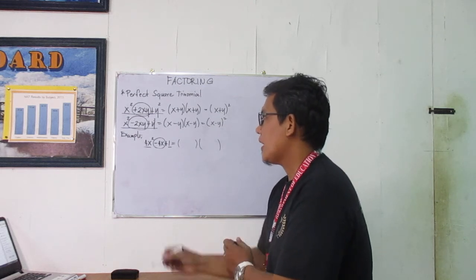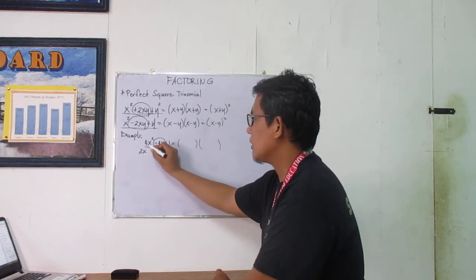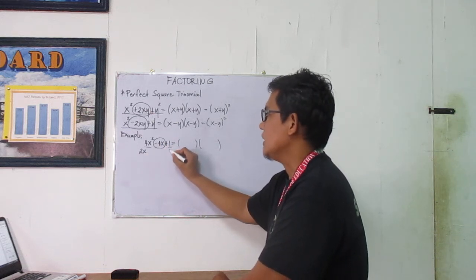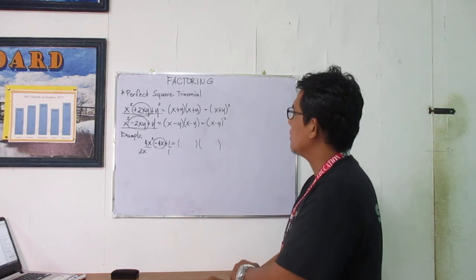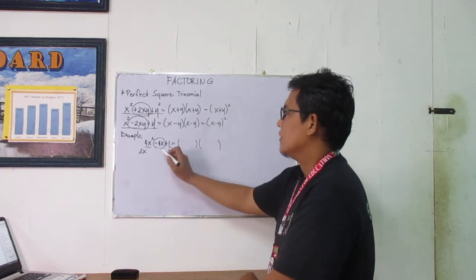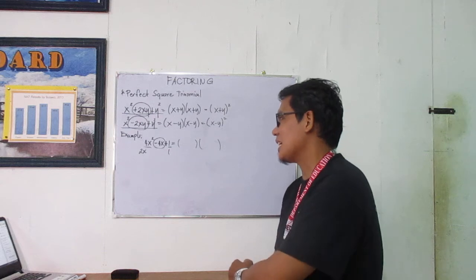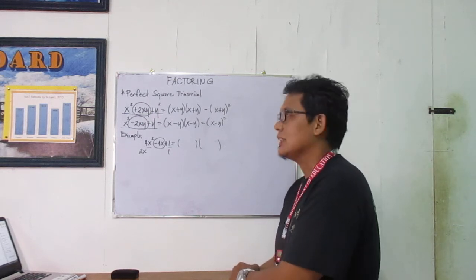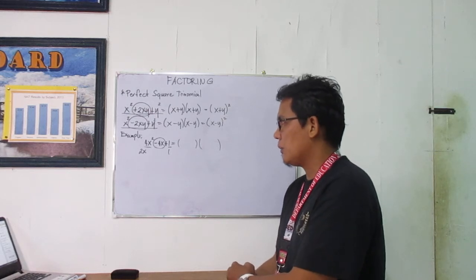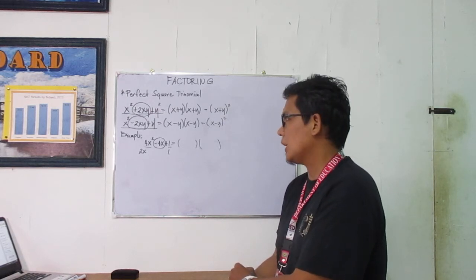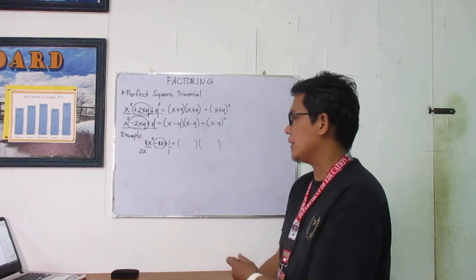Should be, like for example here, this is 2x. This should be the product of the factors of our first and our third term. So this is 1. And if you recall your grade 7 lesson about the square of a binomial, the question is, have you recalled your grade 7 lesson about squaring a binomial? Okay, that one I am going to discuss in a separate video, and I'm going to share that to you again for you to recall that lesson. But for now, let us focus first on factoring perfect square trinomial.